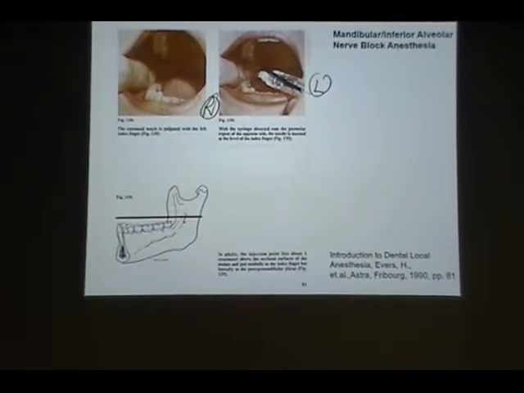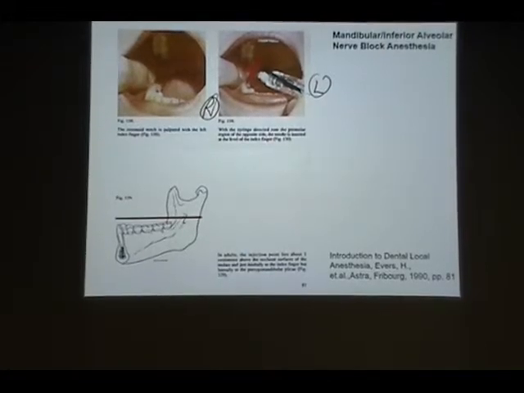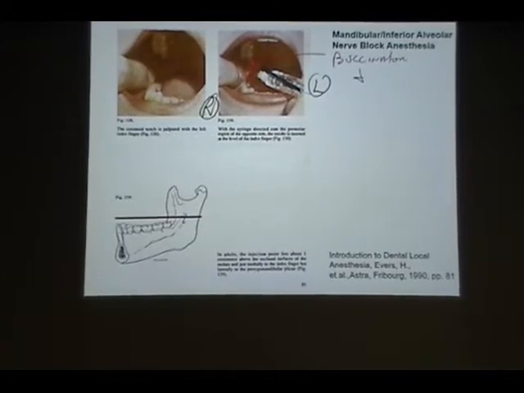This structure here is referred to as the pterygomandibular raphe. What is that between, what two muscles? Buccinator and superior pharyngeal constrictor.